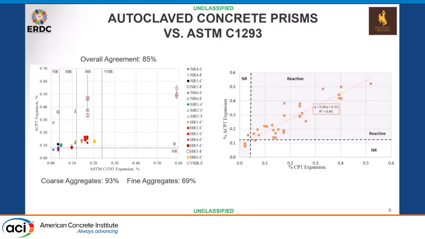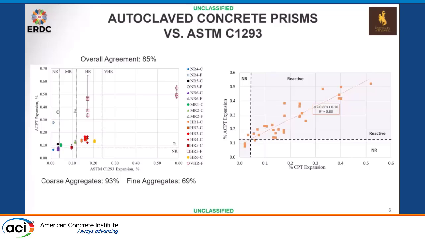All right, so first let's start out with just some overall data. This is a lot of what I did for my dissertation work. Over on the left, we're comparing the autoclave concrete prisms to 1293 expansion, and this doesn't cover all of the aggregates we tested, just some of them. The solid markers show coarse aggregate fractions, and then the empty markers are showing fine aggregates. Overall, we get 85% agreement between these two test methods, but we get a higher agreement between coarse aggregates, 93%. So that's just whether or not they are reactive.